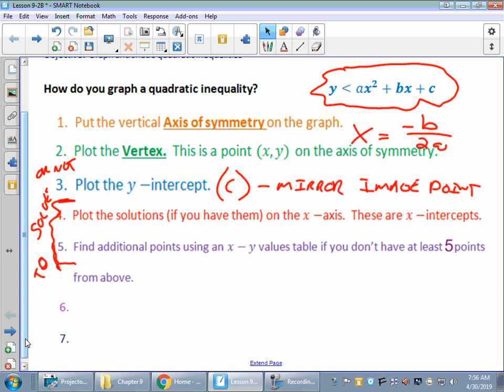Between your vertex, that's 1 point. Your y-intercept would be 2. You could use the mirror image of that for 3. And then if you factored it and got 2 solutions on the x-axis, that'd be 4 and 5 points. But if you don't have that, then go ahead and plot them.